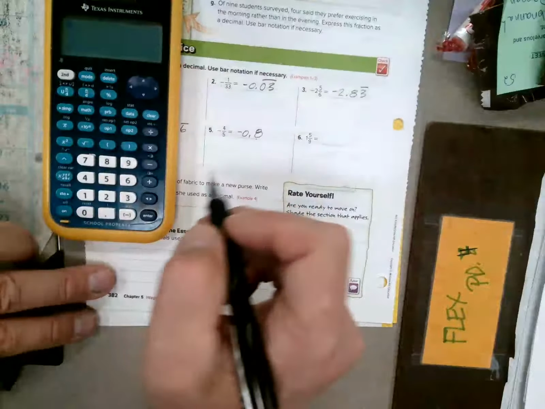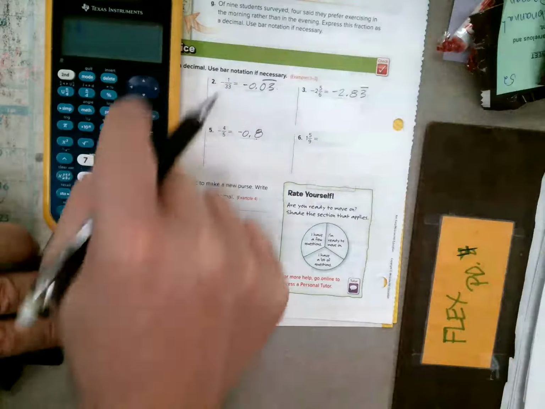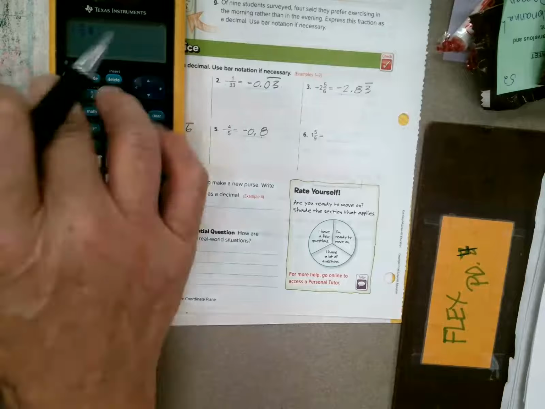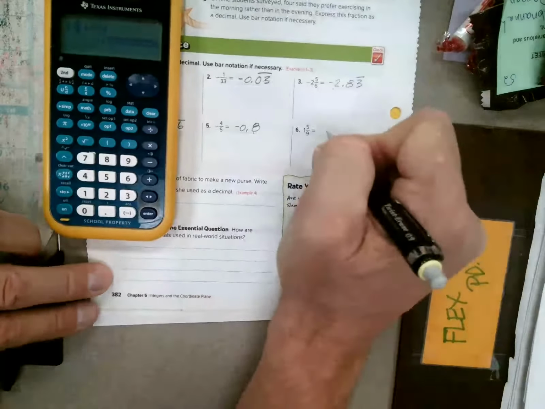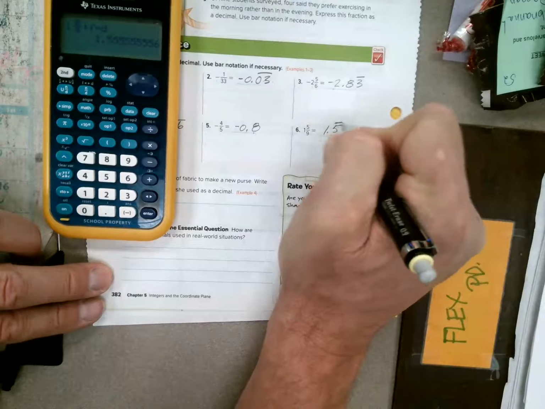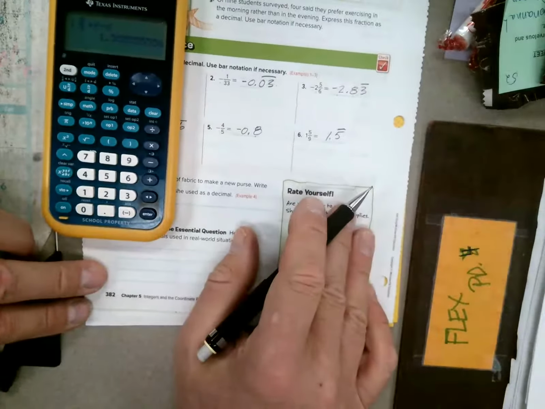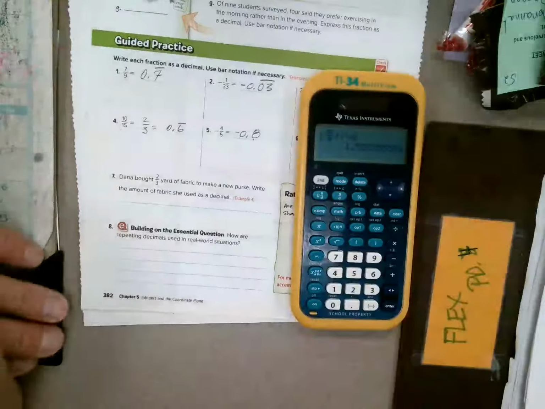Okay, let's keep going. 1 and 5/9: 1, U, n over d, 5, down arrow, 9 to the right. Okay, and then I'm just going to hit second n over d, and there it is. 1.5 repeating. The bar only goes over the 5. Okay, all right. So let's take a look at number 7.